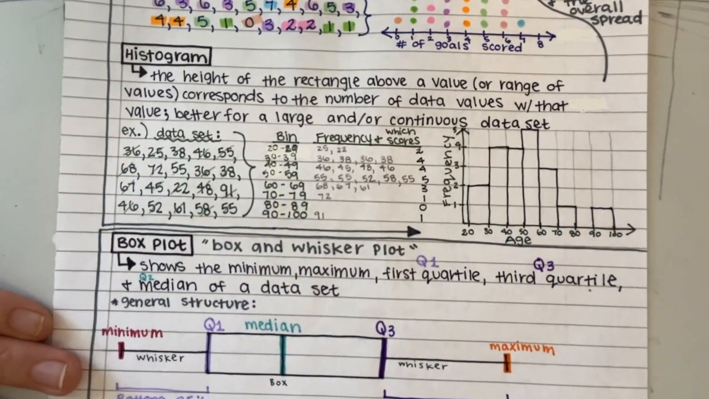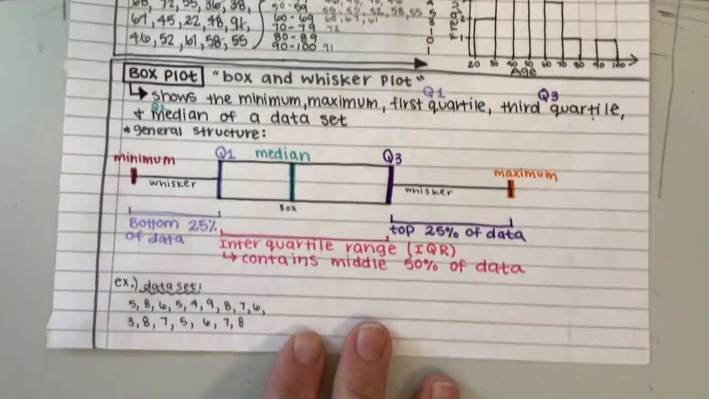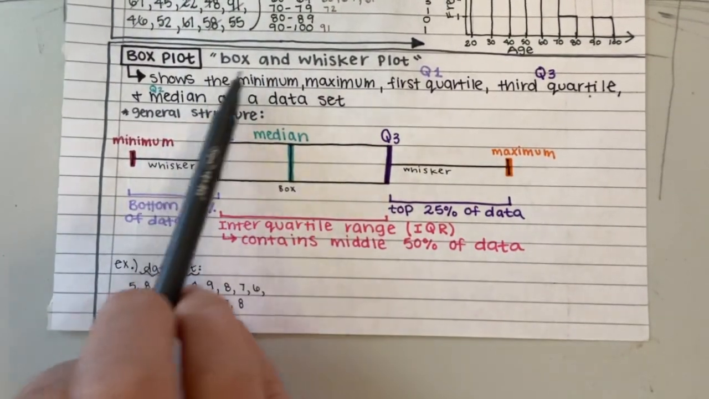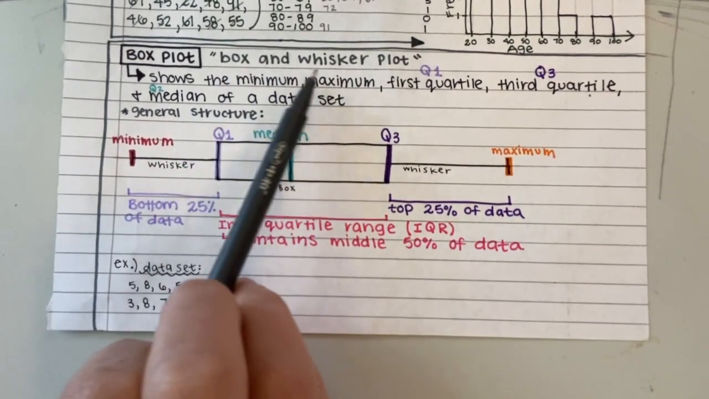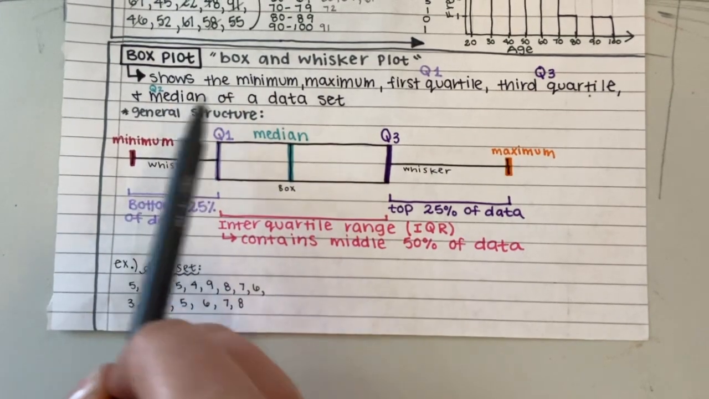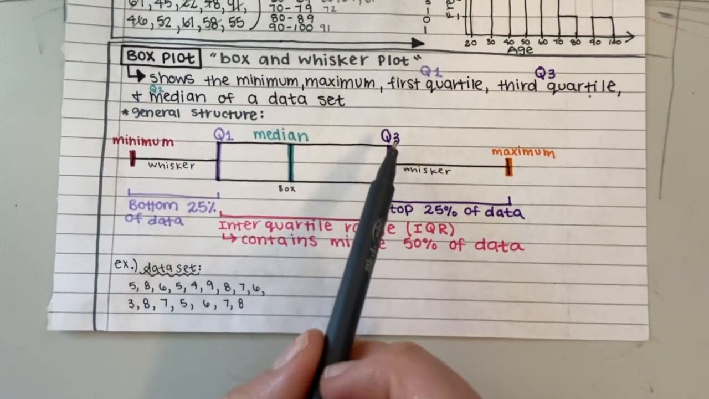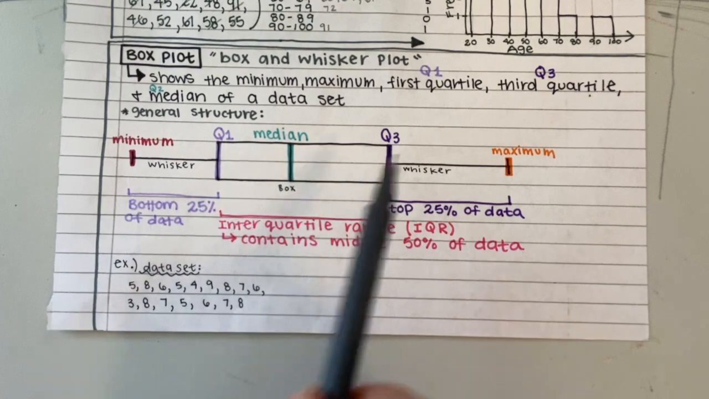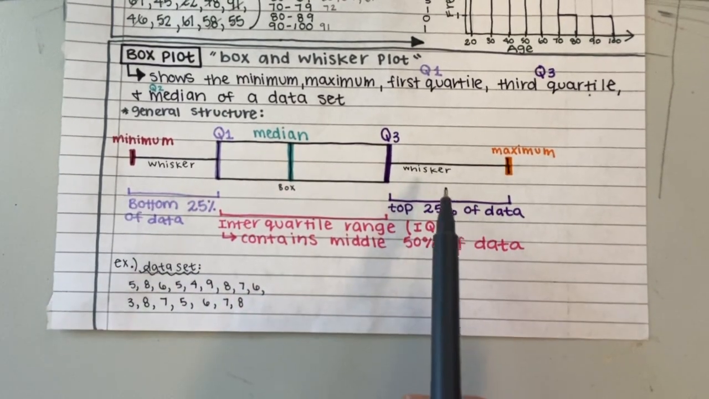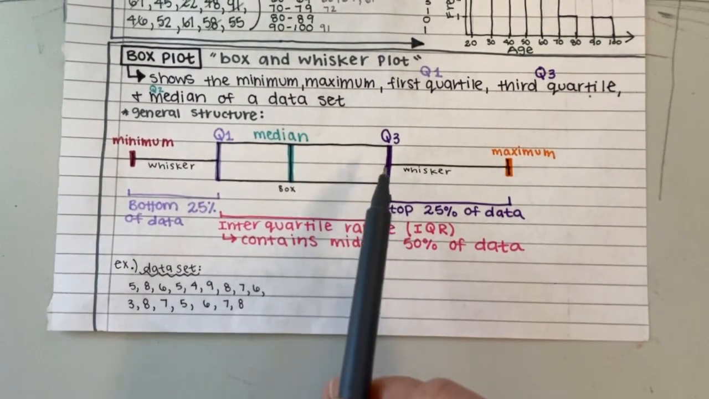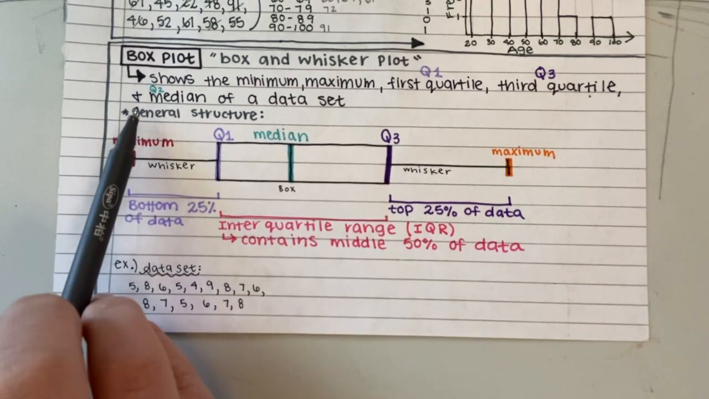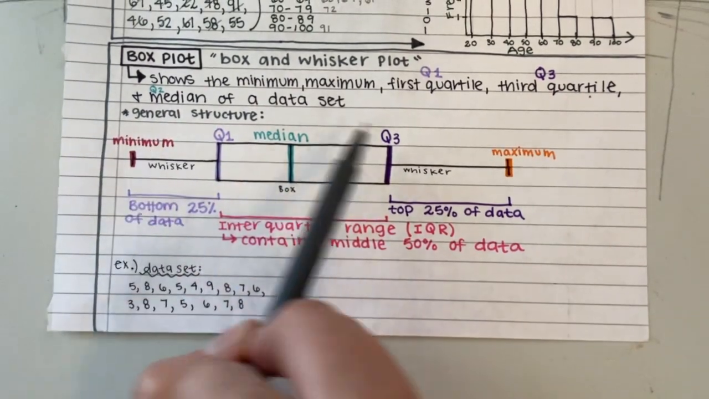So the last thing that we can use to represent data, the last graph we'll learn about, is the box and whisker plot. So when I was in school, we always called it the box and whisker plot. Now it's usually just referred to as the box plot. But it's named because we've got this box in the center and these 2 lines that go out to the sides, which we refer to as the whiskers. And a box plot shows the minimum, maximum, first quartile, third quartile, and median of the data set.